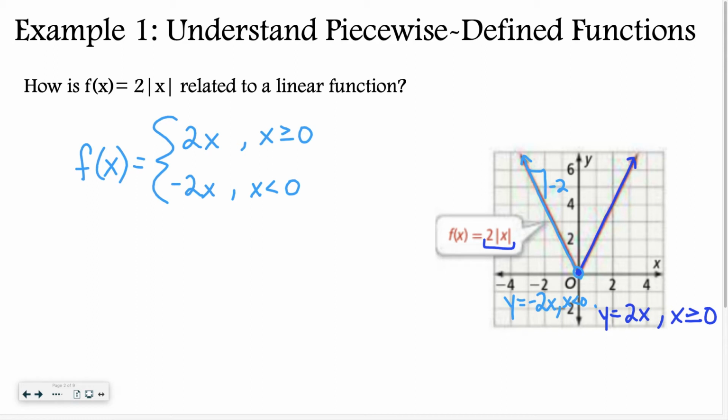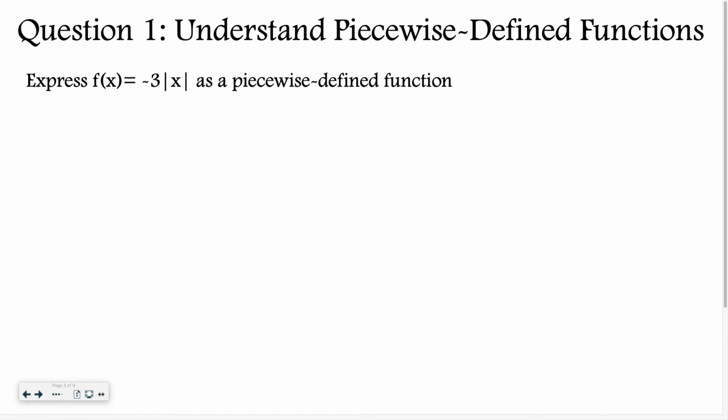It's going to have multiple lines with multiple equations. Okay? So I want you to think about this piecewise function. Express f of x equals negative 3 times the absolute value of x as a piecewise defined function. So again, you're going to have f of x equals big squiggly bracket, and then you're going to have two different lines.